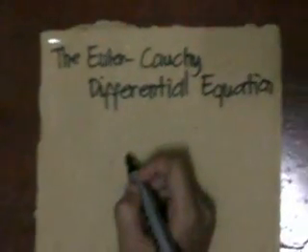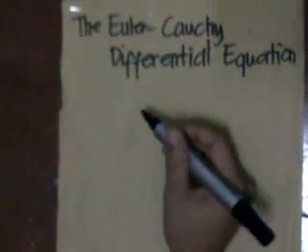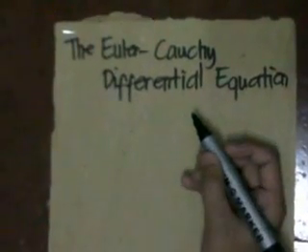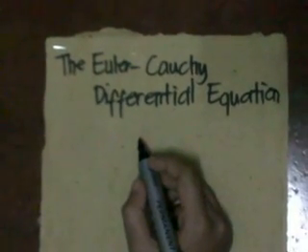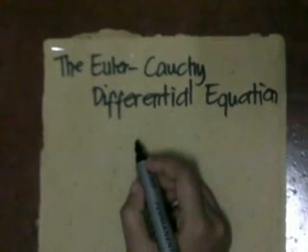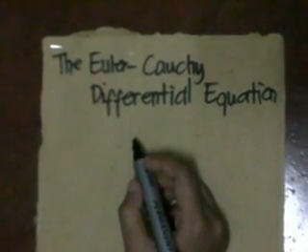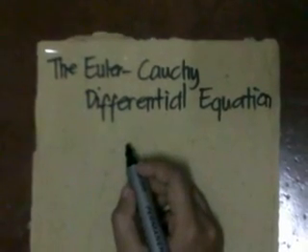This is a tutorial video for the Euler-Cauchy differential equation. The Euler-Cauchy differential equation is one type of linear equation with variable coefficients. By a simple change of independent variable, it can always be transformed into a linear equation with constant coefficients.